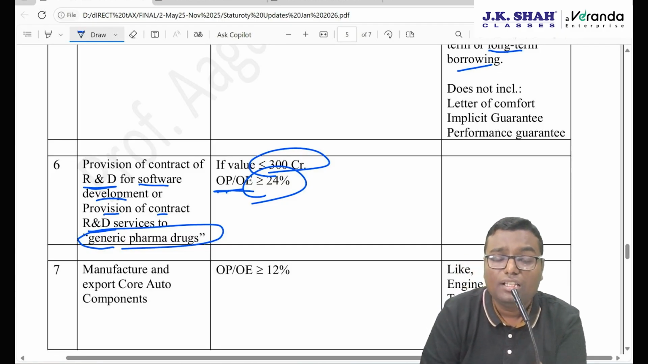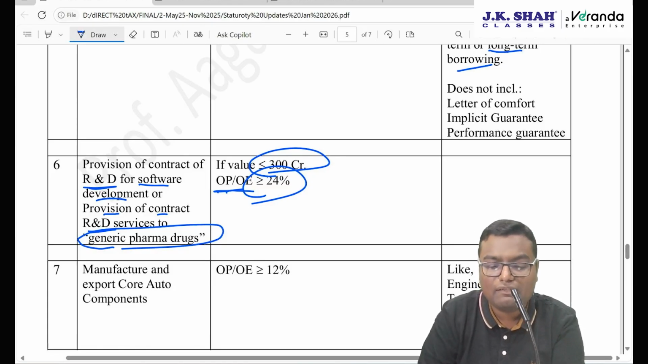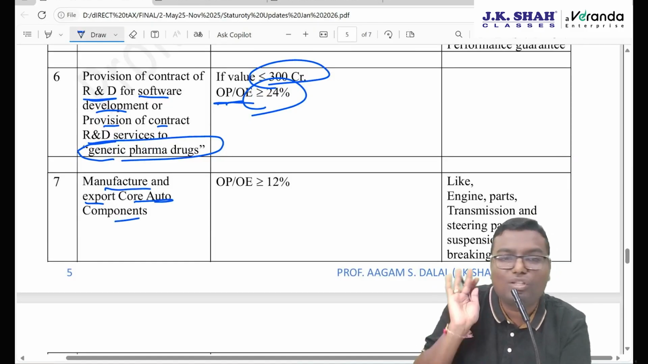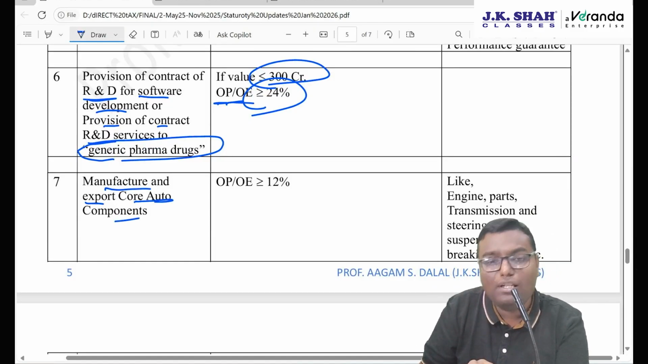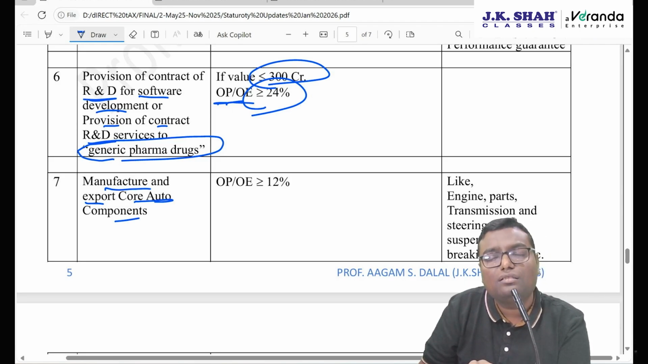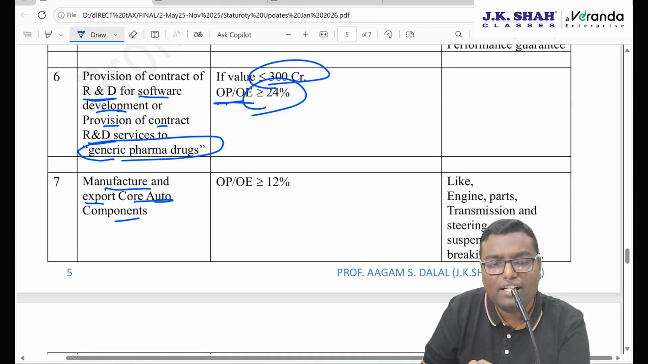Up to now, if you see, the majority of the items were regarding services, not goods. The first three were services, then interest, then guarantee charges, then research and development service. Now it is manufacture and export of core auto components. You are an Indian enterprise manufacturing core auto components and exporting them to a company outside India, which will prepare motor cars and sell worldwide.